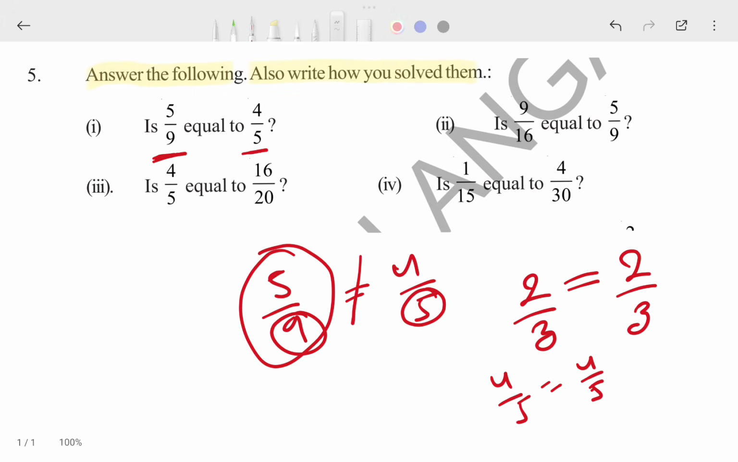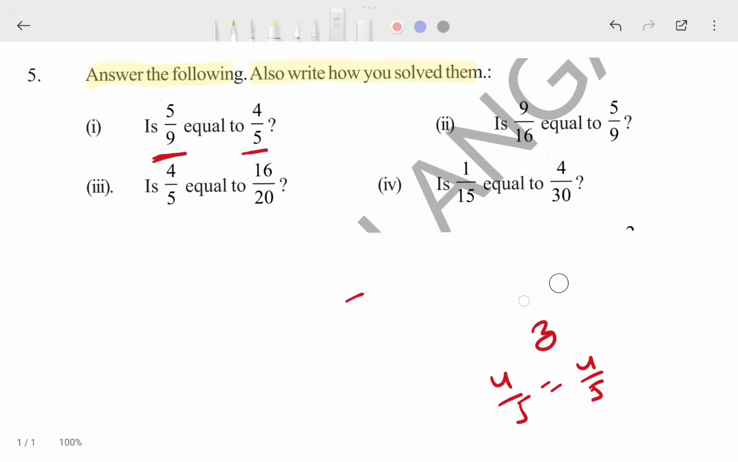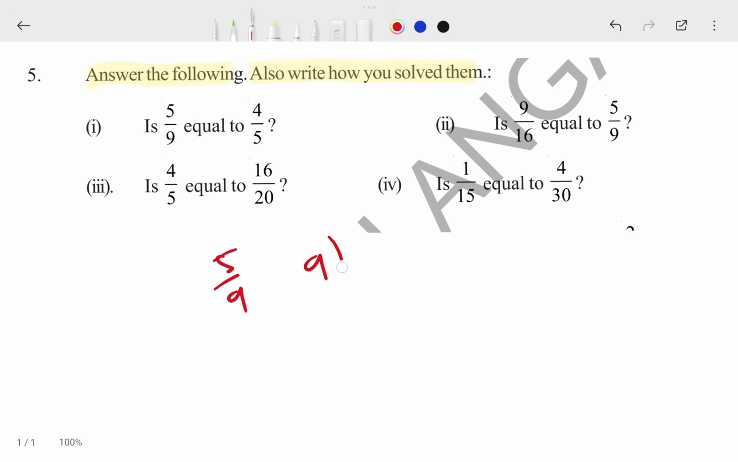So we can write this one: no, 5 by 9 is not equal to 4 by 9. But we have to tell a reason why it is not equal. So if you observe, this is 5 by 9. If you divide the 9, like we know that to find any proper number, we will divide 9 by 5.